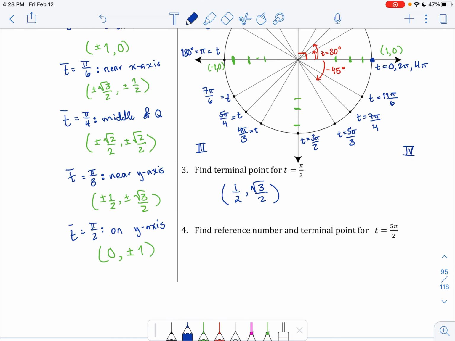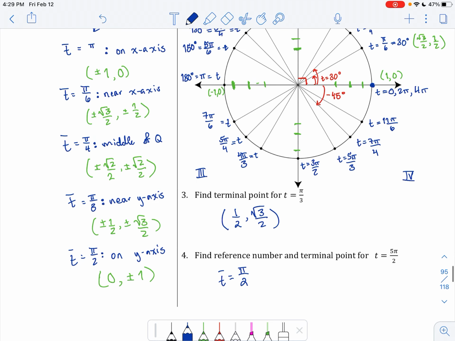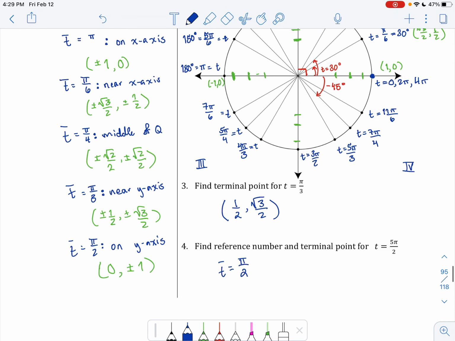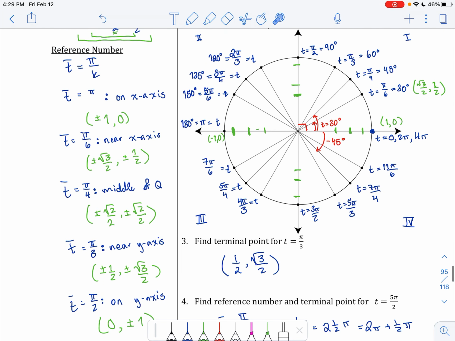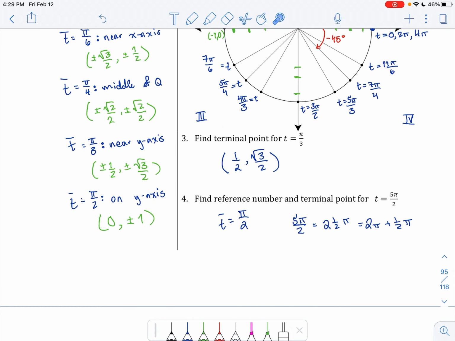Find the reference number and terminal point for 5 pi over 2. So the reference number, again, is just based on the denominator. And 5 pi over 2, you'll notice, isn't on here, because 5 pi over 2 is equal to, I can think of this as 2.5 pi. 5 over 2, 2.5. And remember, 2 pi is the full circle, and then you have another half that is going. So 2 pi takes us around the unit circle, back to our beginning. Another half then is up here. So this t value is the exact same as pi over 2.